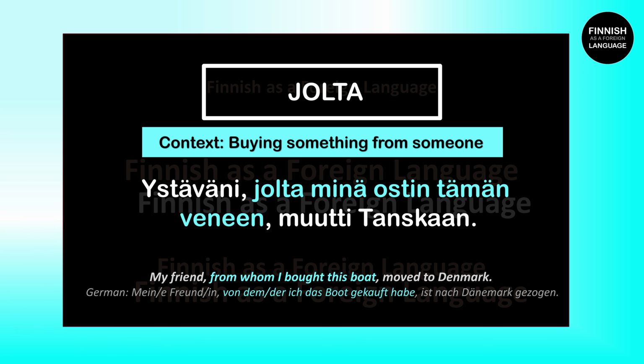Now, we use jolta here because the verb ostaa, which means to buy, often takes the ablative case when we want to refer to the person we bought something from. So jolta means from whom and refers here to ystäväni, which means my friend, the person I bought the boat from. So it connects the main clause to the detail about who sold the boat, which was my friend. So, let's repeat again. Ystäväni, joilta minä ostin tämän veneen, muutti Tanskaan. My friend from whom I bought this boat moved to Denmark.